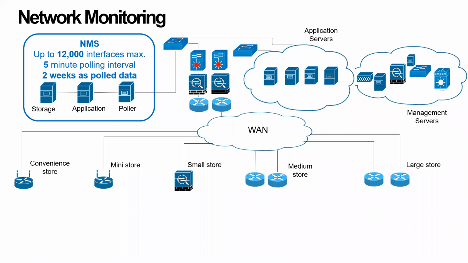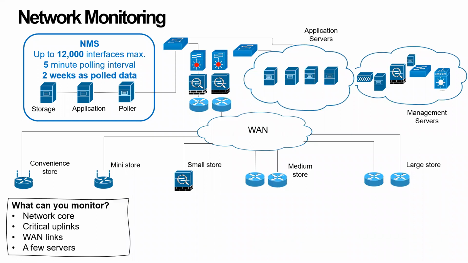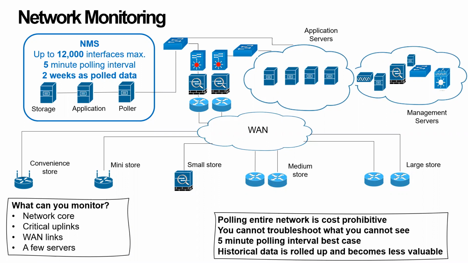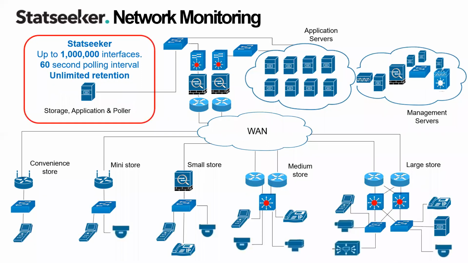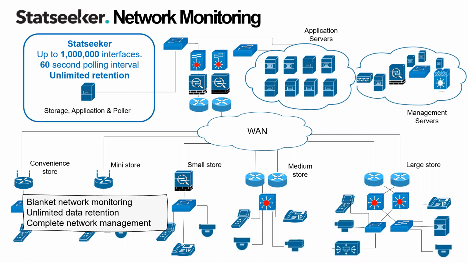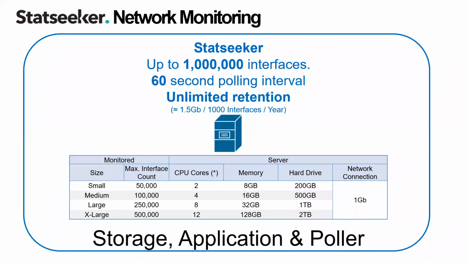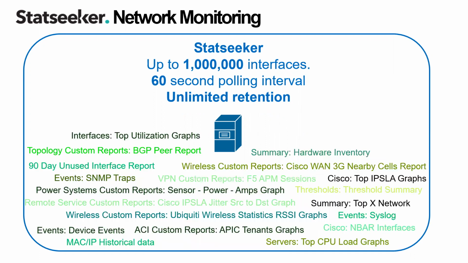Statseeker network monitoring tool has been used by Fortune 500 companies for the last 20 years. We are unique in being able to monitor 1 million interfaces from a single device every 60 seconds and retain that data for as long as you need. What that means is that clients can see their entire network and have evidence to invest in expansion, to prove performance to users and clients, and it's all done in a cost-effective, straightforward, and fast way.